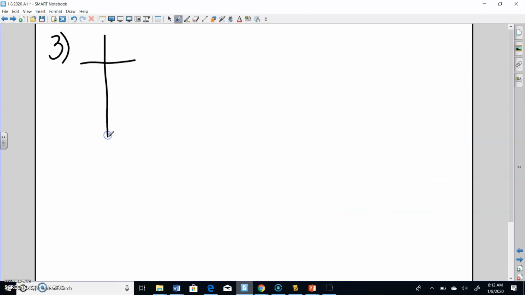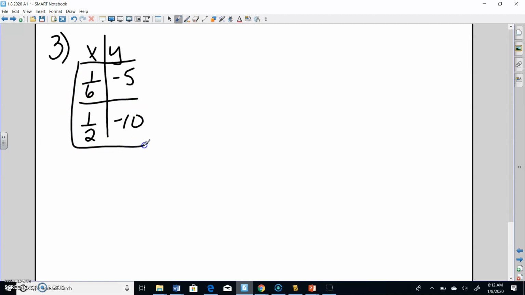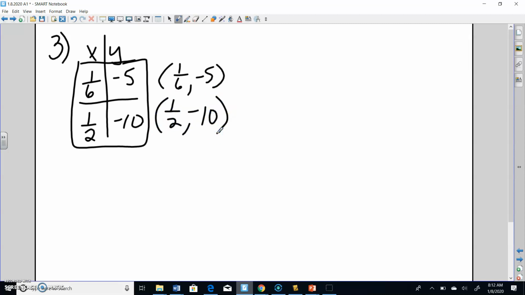Okay, so number 3 had this as the table, 1/6 and 1/2, -5 and -10. So again, we just identify the 2 points that are on this line. The first point is (1/6, -5). The second point is (1/2, -10). And we need to find the slope because we're going to put it in point slope. We have 2 points, but we don't have our slope, so we have to find the slope.